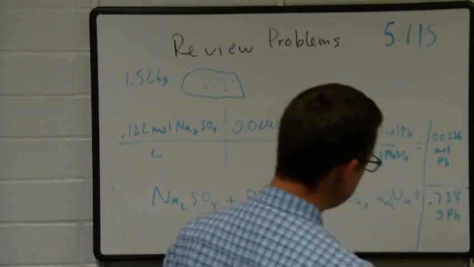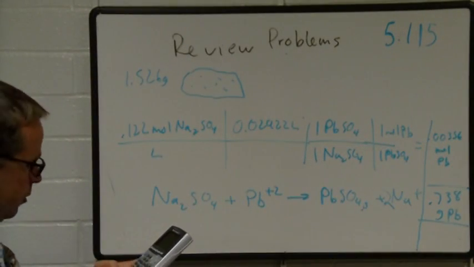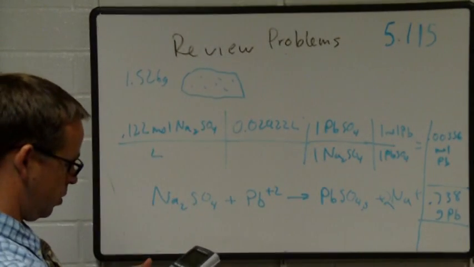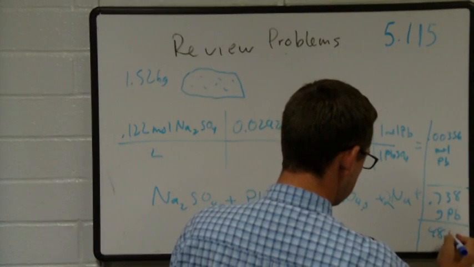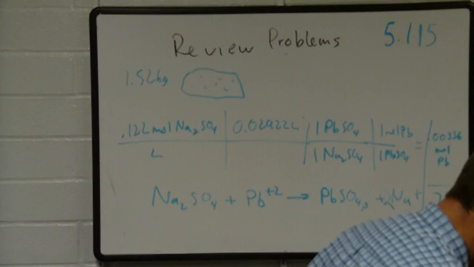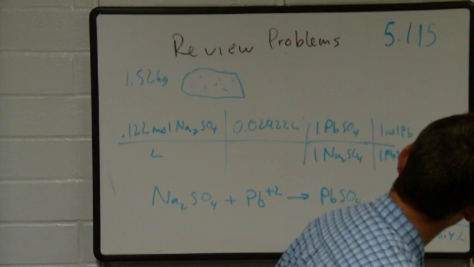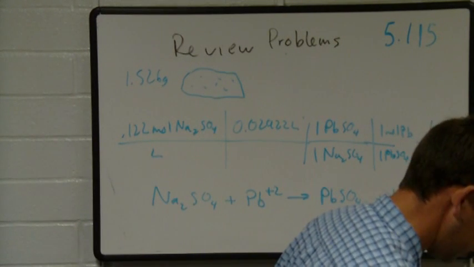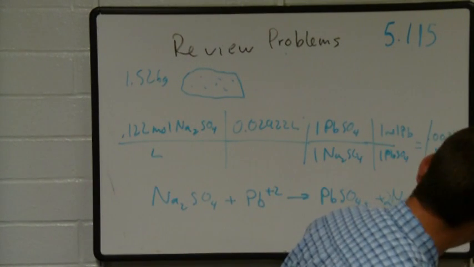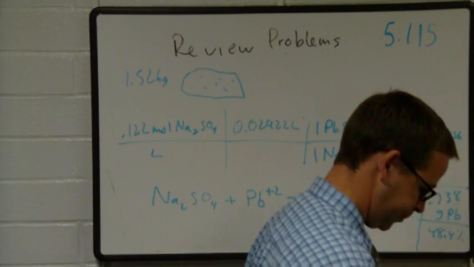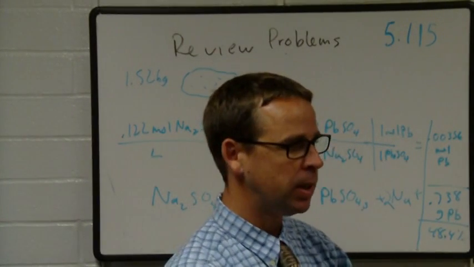What is the percentage by mass of the ore? Well, 0.738 divided by 1.526, which was the original sample of the ore, times 100, we're getting 48.4%. 48.4% lead. So we got 0.00356 moles, 0.738 grams, and 48.4%. Very good. That's it. What a hard chapter. Okay, great.